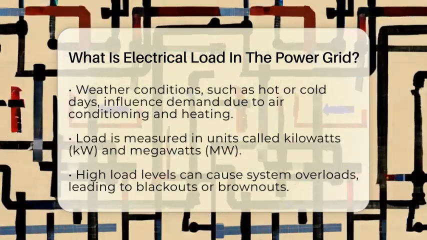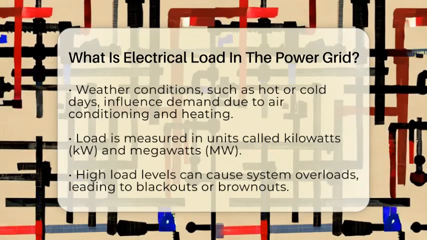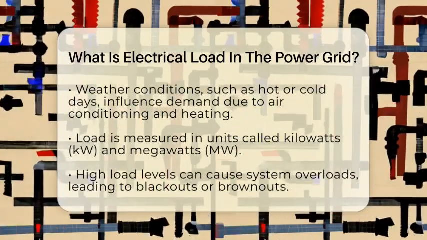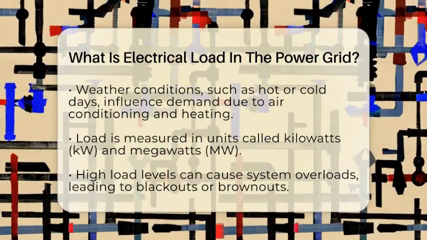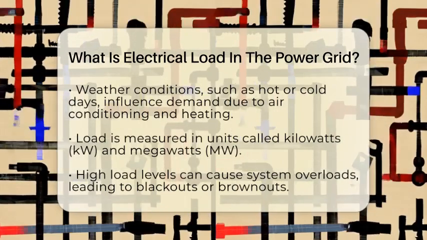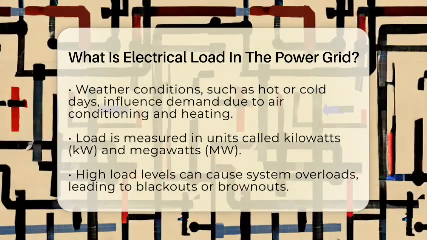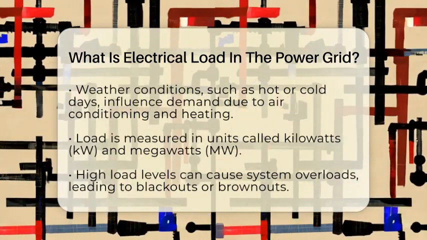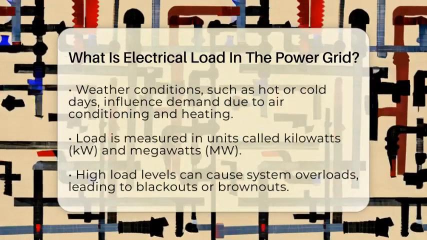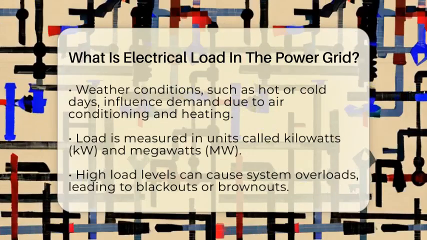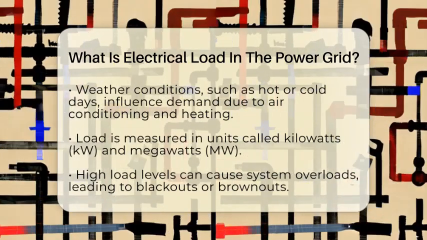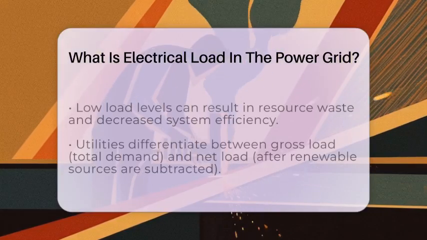Utilities measure this load in units called kilowatts and megawatts. 1 kilowatt equals 1,000 watts, and 1 megawatt equals 1 million watts. These measurements tell utilities how much power is being used at a specific time. They keep a close eye on this because if the load gets too high, the system can become overwhelmed. That might cause blackouts or brownouts, where the power flickers or goes out altogether. If the load is too low, it can waste resources and make the system less efficient.